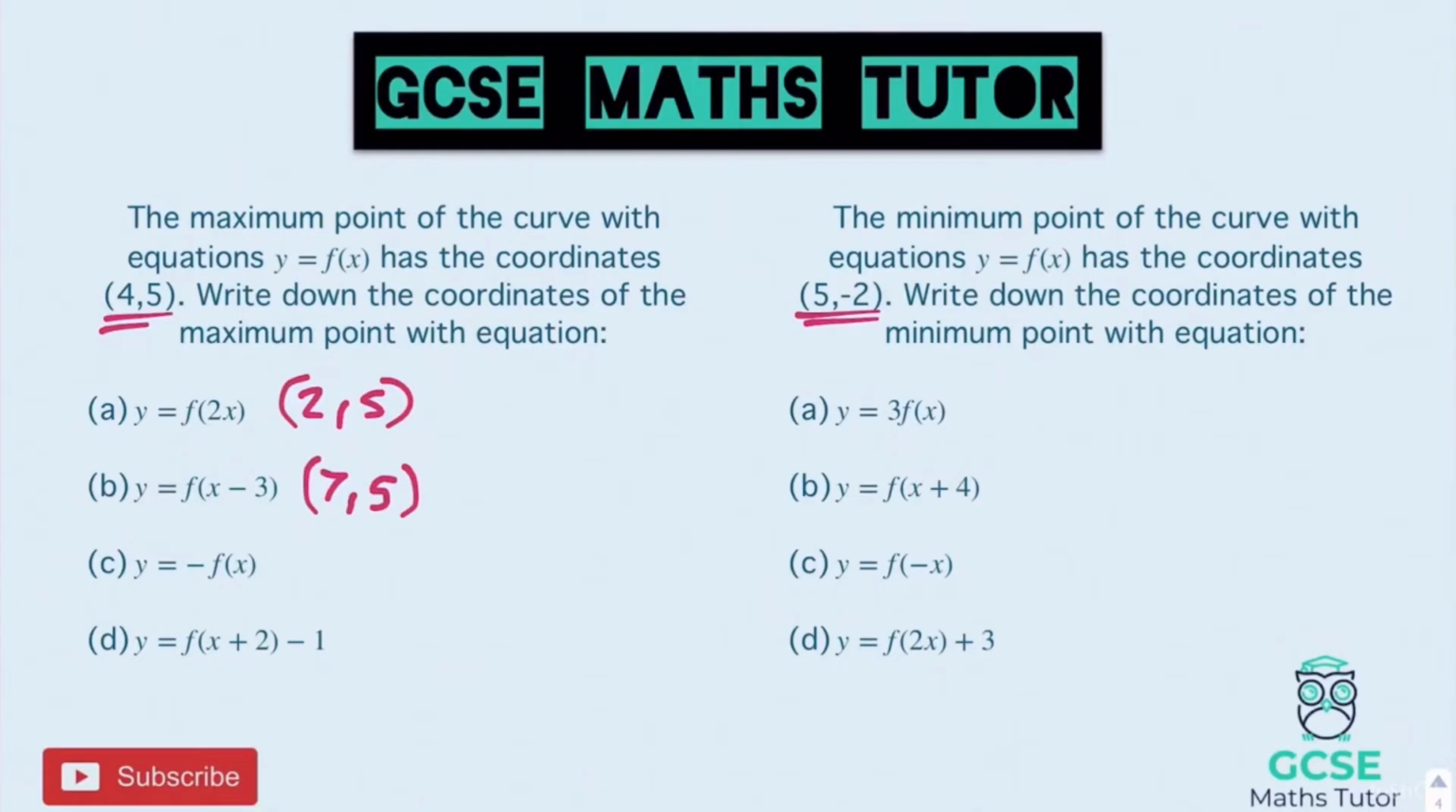On to this third one, negative on the outside, so it changes the y, so we're not changing the x, so that stays as a 4, and y becomes negative, so it becomes minus 5. And now to the last one, we've got 2 transformations to do.